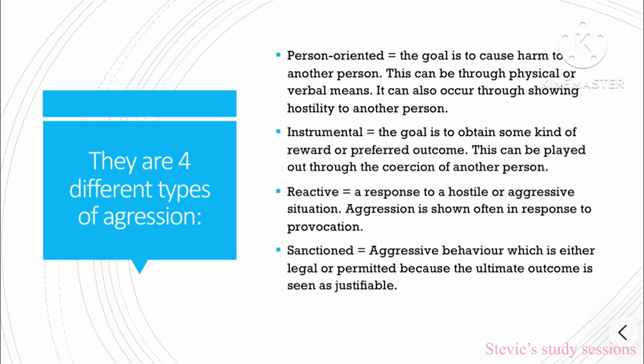Instrumental aggression is where the goal is to obtain some kind of reward or preferred outcome. This can be played out through the coercion of another person. Reactive aggression is a response to a hostile or aggressive situation. Aggression is a shown response to provocation. Sanctioned aggression: aggression is behaviour which is either legal or permitted because the ultimate outcome is justifiable.